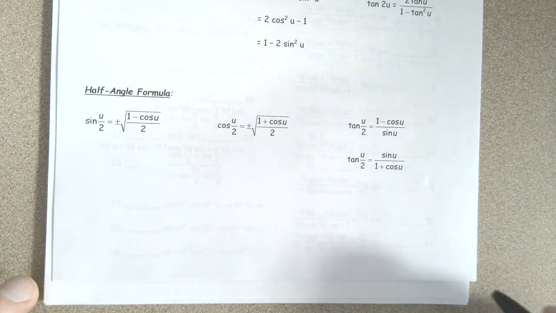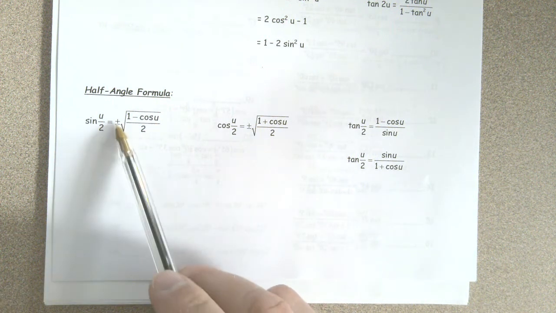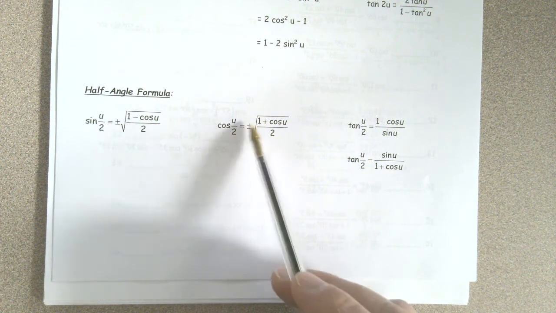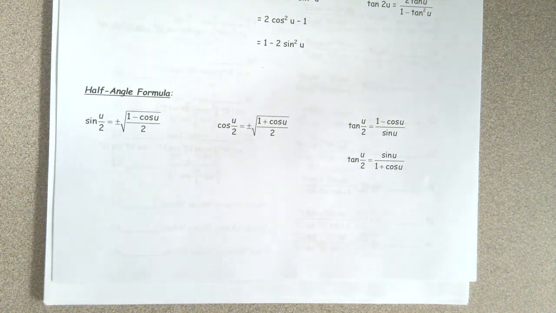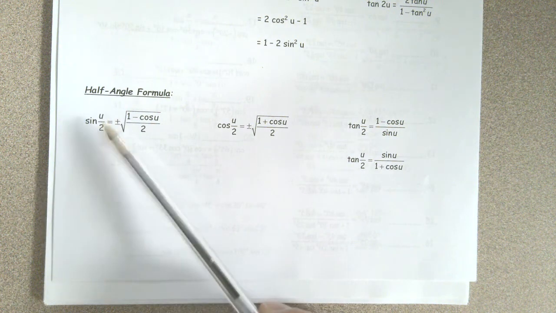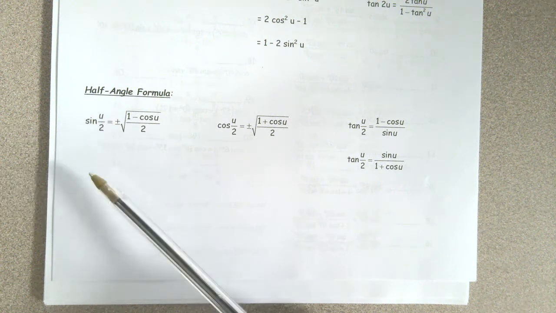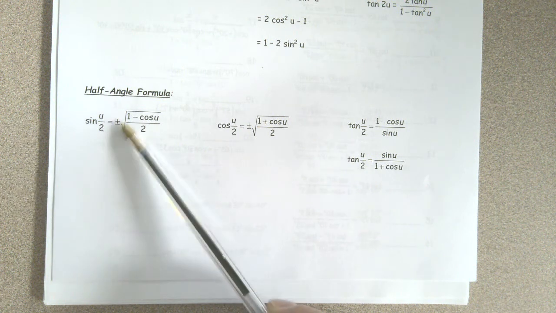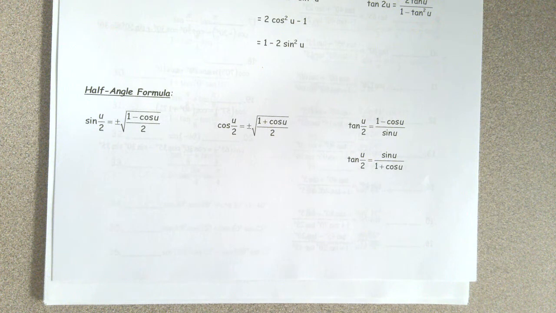And again, as we start doing our expansion of these, there's a plus or minus in front of those, and that will depend on what quadrant we're in or what the u angle is as to whether the plus or minus is positive or negative. You don't need to worry about that today. We'll start talking about that a little bit next week.